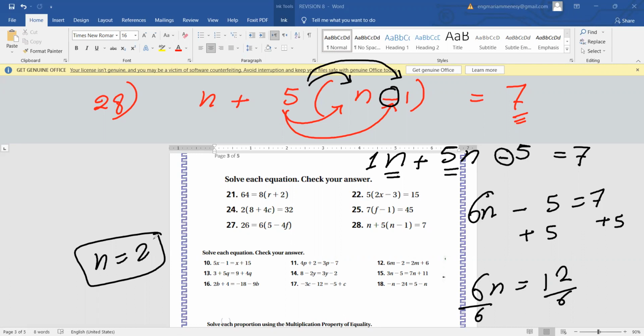Miss, can you please explain why you added the negative beside the 5? Okay. I have a negative sign inside the parentheses. 5 times n is 5n. 5 times negative 1 is negative 5. I have 1n plus 5n, which will be 6n, and the negative 5 stays. To remove negative 5, I'll add the opposite sign, positive 5. You understand? Okay, Miss, thank you. Most welcome.